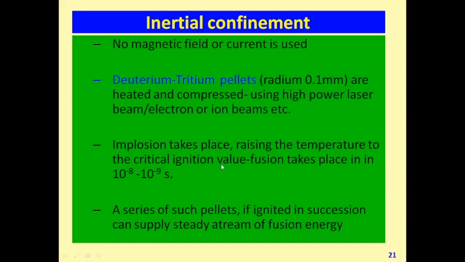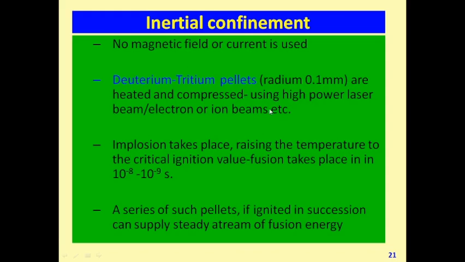Another confinement, the third confinement we have to discuss, is inertial confinement. Inertial confinement is a different process. It is neither magnetic nor electric; no magnetic field or current is used. Instead, the technique is very simple. Deuterium tritium pellets with a radius of 0.1 millimeter are produced, and they are heated and compressed using high power laser beams or electron or ion beams.